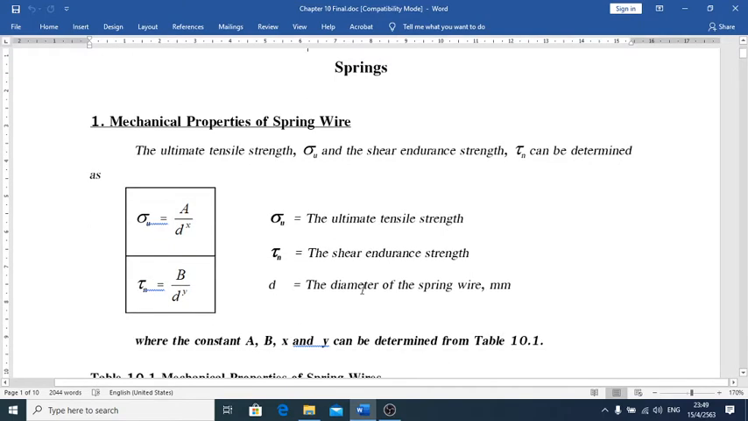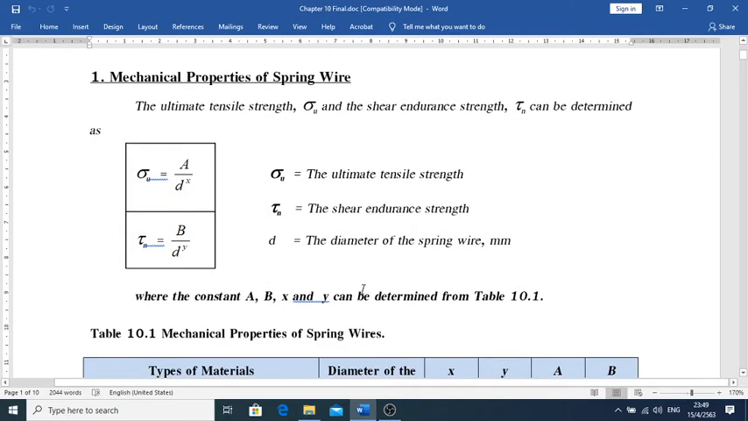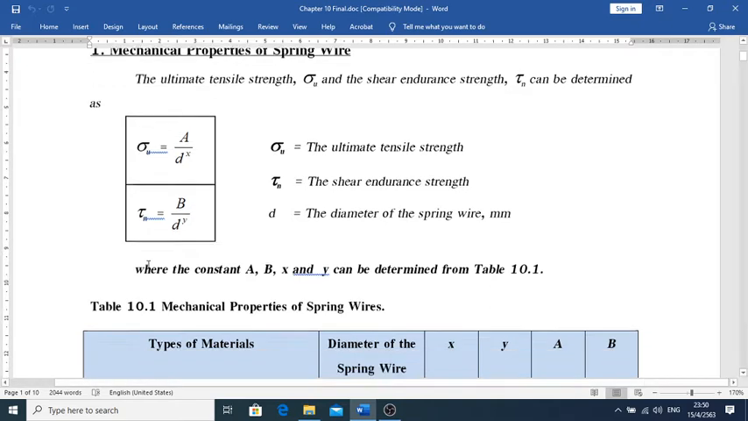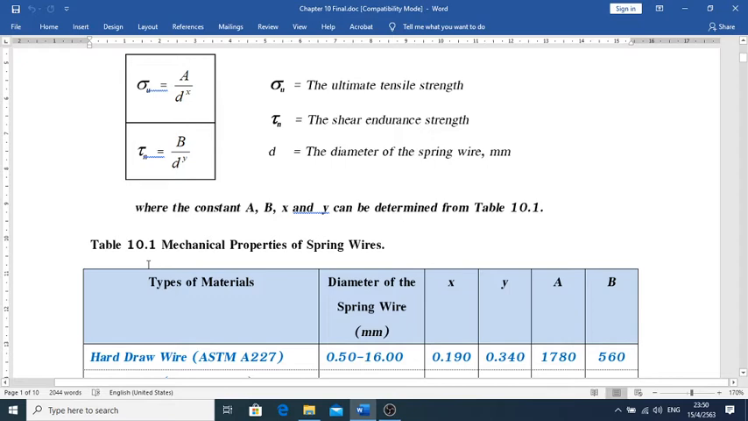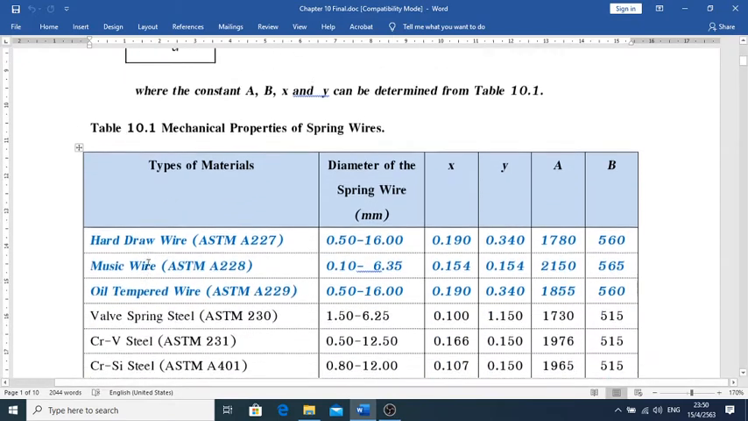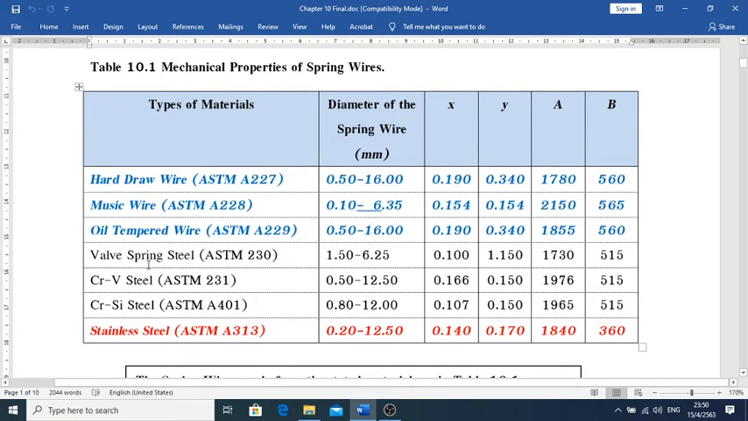Number one, we have the mechanical properties of the spring wire. We're going to talk about the spring wire alone. When we talk about spring wires, we have a wire to make a spring. Typically, the spring wire is going to have a sigma u equal to A over d to the power of x, and then the tau sub n, the shear endurance strength, is equal to B over d to the power of y, where A, B, x, and y can be determined from Table 10.1.